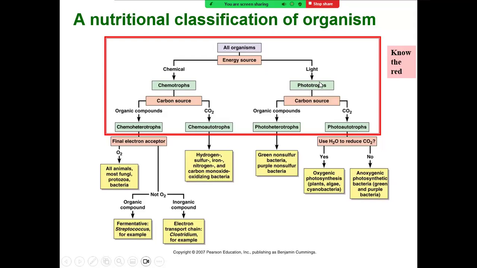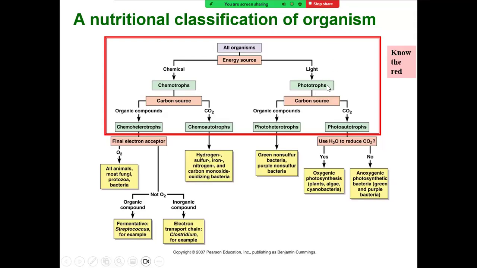You can divide the phototrophs by where they get their carbon source. If they get their carbon source from an organic chemical compound such as glucose, they are a photoheterotroph. And you don't need to know the example, but the green non-sulfur bacteria are an example of a photoheterotroph. And that's outside the red box, so you don't need to know it anyways. I would never ask you that because I'm sure nobody's ever heard of the green non-sulfur bacteria.